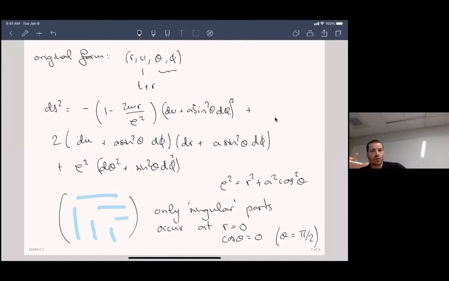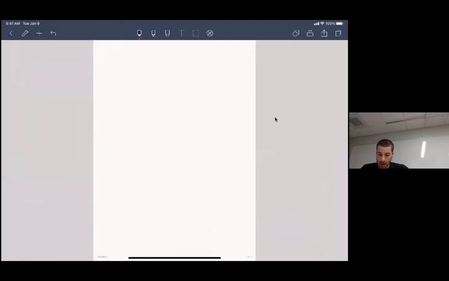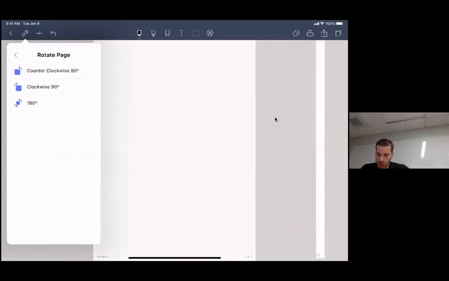In a different coordinate system, there are more coordinate singularities that crop up. So you might think, okay, well, this is a great coordinate system. It is, however, there are lots of off-diagonal terms, which makes the computations in general more complicated. So that's why, by the way, we go to a different coordinate system.